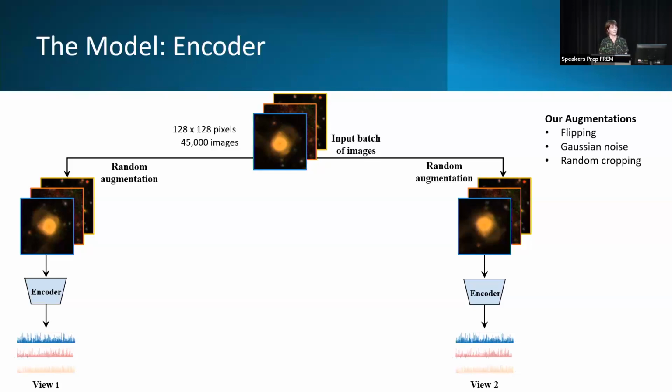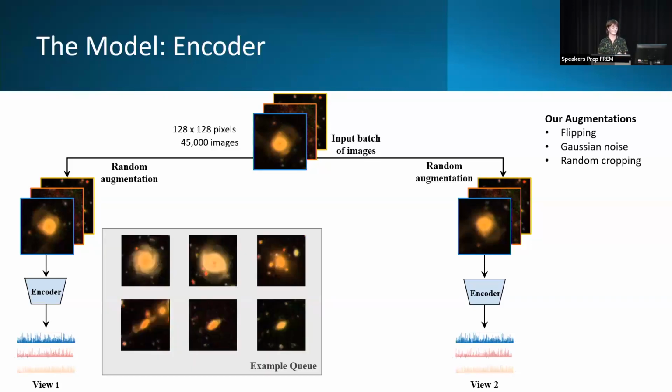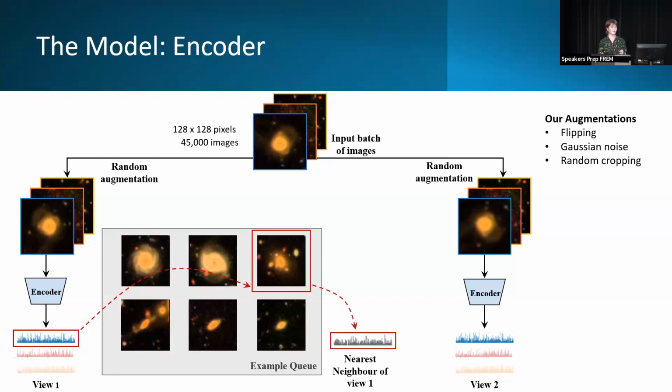And the model also has access to a queue of images, which are just drawn from a large data set of 45,000 images. Now, during training, the model will select an image from view 1, or a representation, and it'll look for a similar image in this queue of images. And we can call this the nearest neighbor of view 1.